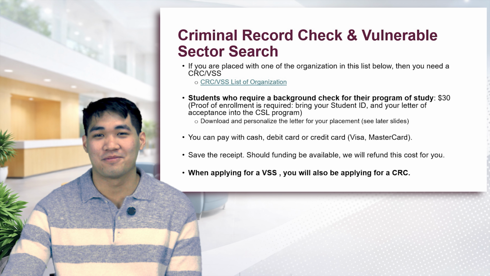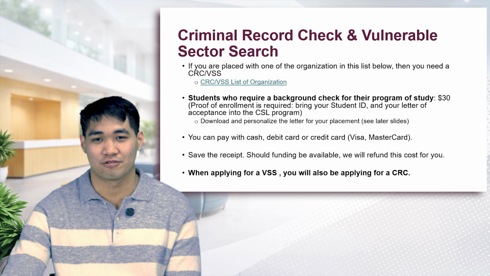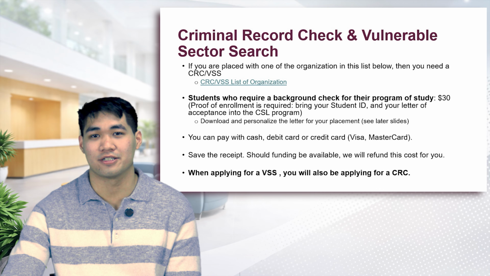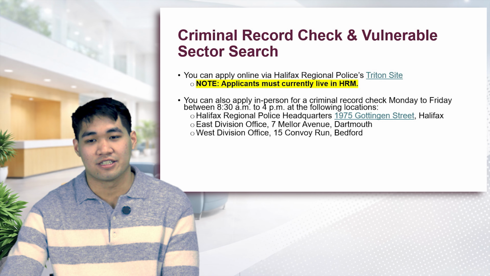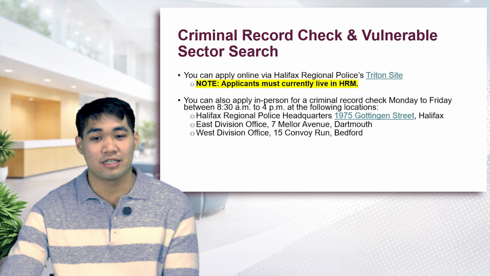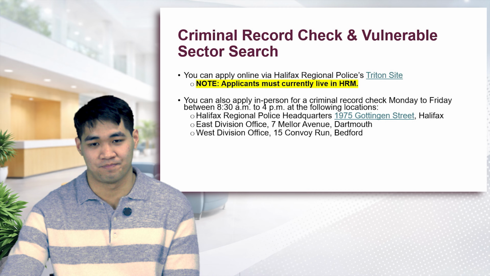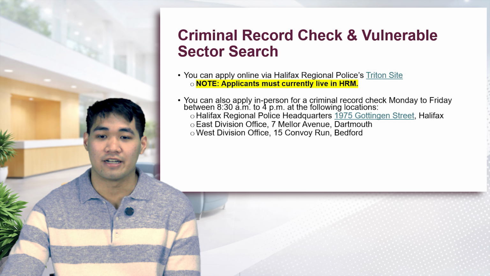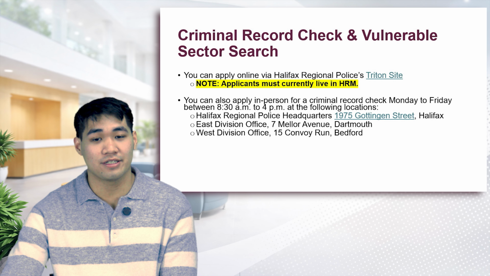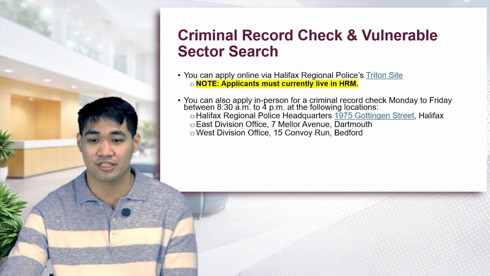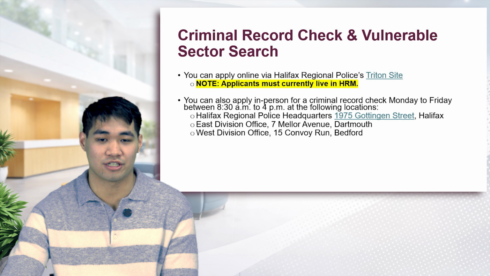When applying for a vulnerable sector check, you will also be applying for a criminal record check. If you only apply for a criminal record check, you will not be applying for a vulnerable sector check, so please be aware of that when you apply through Halifax Regional Police. You can also apply by HRP's Triton Site, but please note that applicants must currently live in HRM to apply via Triton. While applying, you must apply to the police service of the city/town you are living in. If you're an international student, you must have lived in Canada for at least 6 months to be able to access a criminal record check.